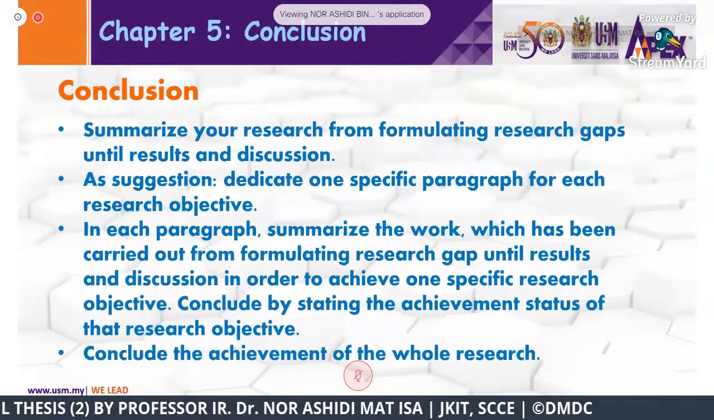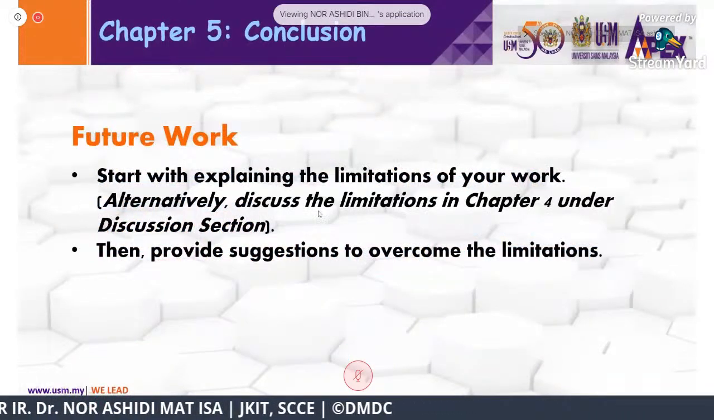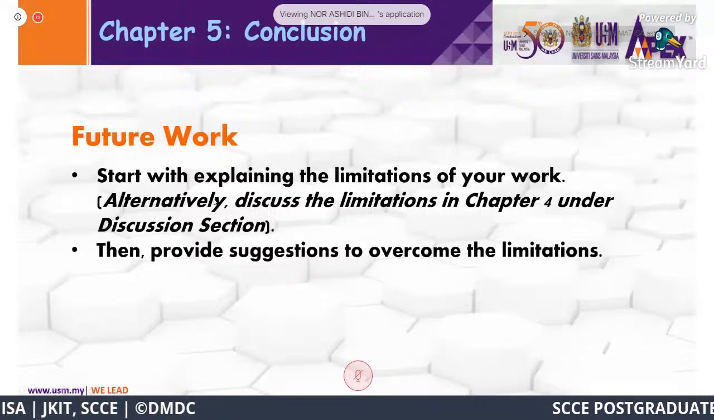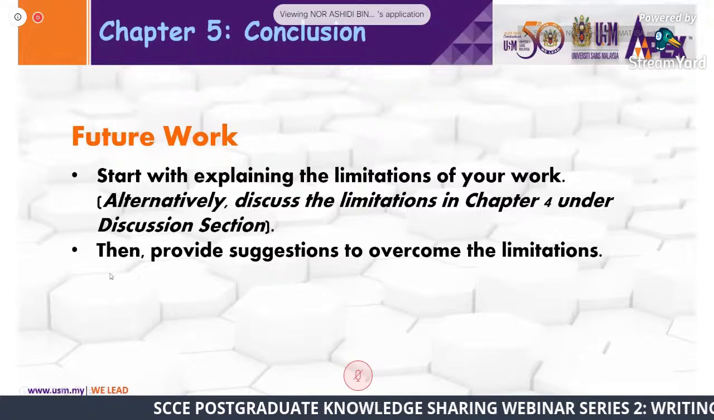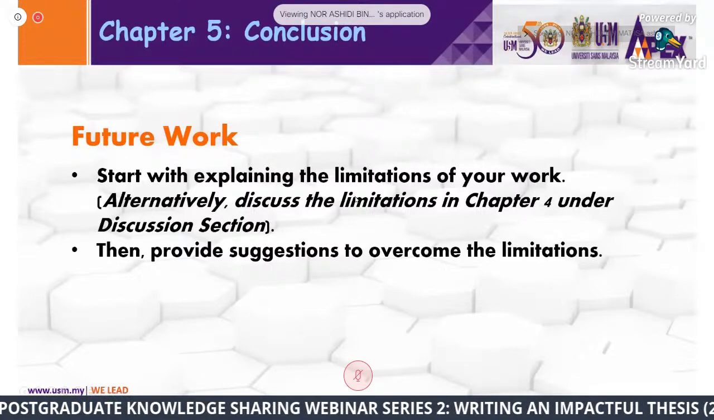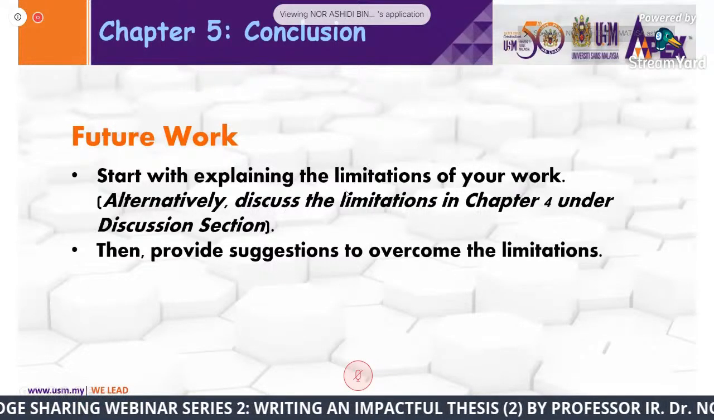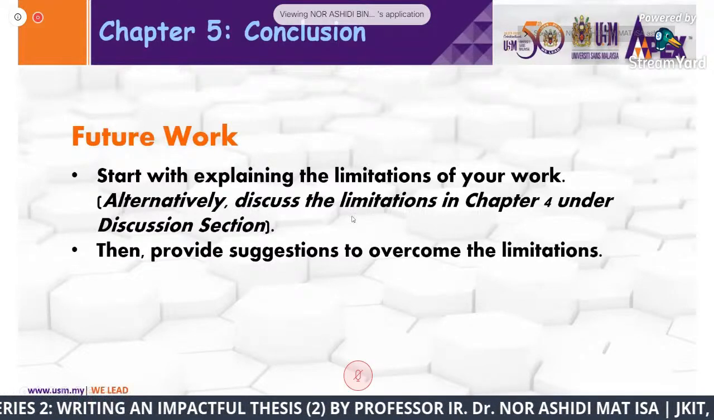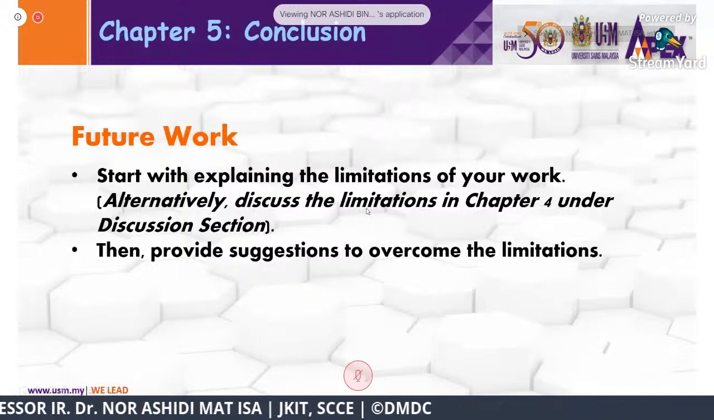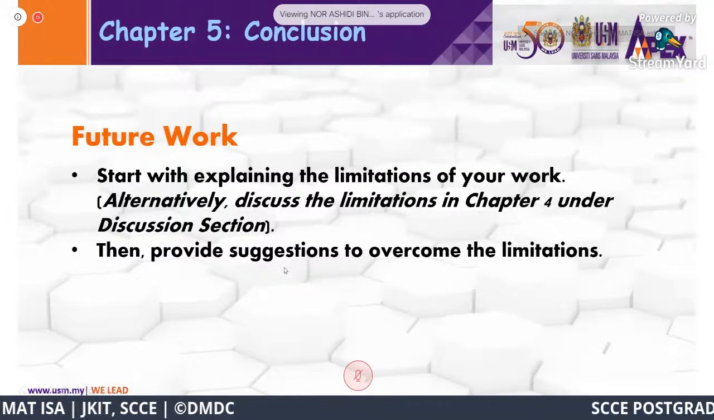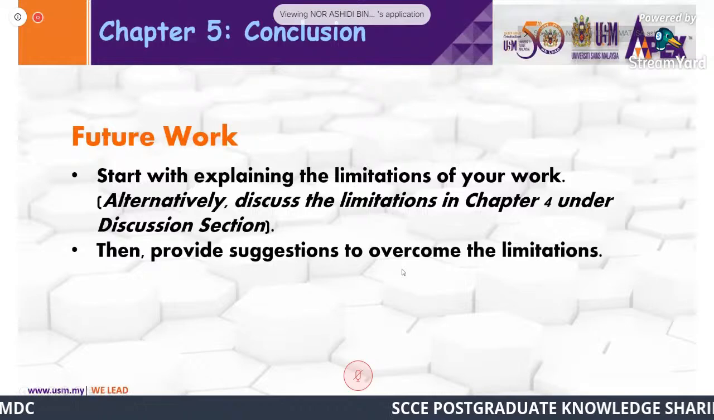Okay. Then for future work, start with explaining the limitation of your work. You can discuss the limitation in chapter 4 under the discussion section, then provide a suggestion to overcome the limitation. That's why I advise you to give the limitation of your work in chapter 4, because in future work you can relate back to that limitation, and you can suggest your future work.